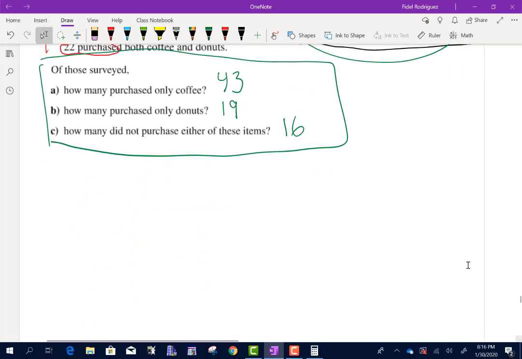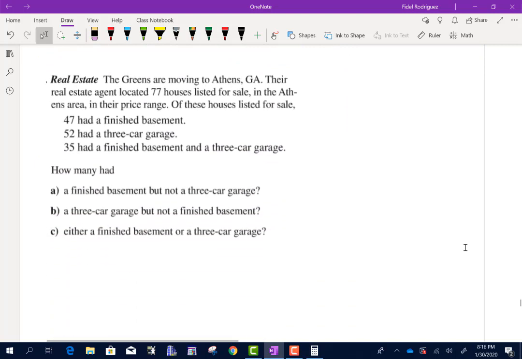Let's try the next one in our list. So here's the next one. Okay, first thing I'm going to do, I'm going to read my problem. Real estate. The Greens are moving to Athens, Georgia. The real estate agent located 77 houses listed for sale in the Athens area and their price range. Of the houses listed for sale, 47 had a finished basement, 52 had a 3-car garage, 35 had a finished basement and a 3-car garage.